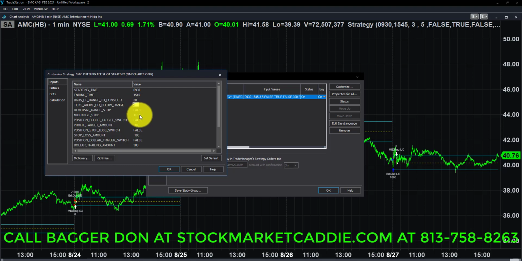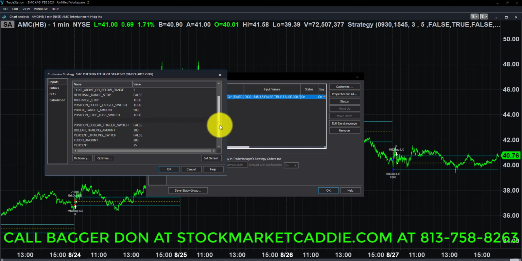Now, position profit switch. We could actually set a profit target. If we set this as true, well, how much money might I want to make? Arbitrarily, right now, we don't know. I'm going to put in $500. So what that means is if the computer gets up 500 bucks, it's going to exit. Position stop loss switch. Well, I really don't want to lose more than $500, give or take. So I'm going to put in 500. So I'm going to try to make 500 and not lose more than 500.